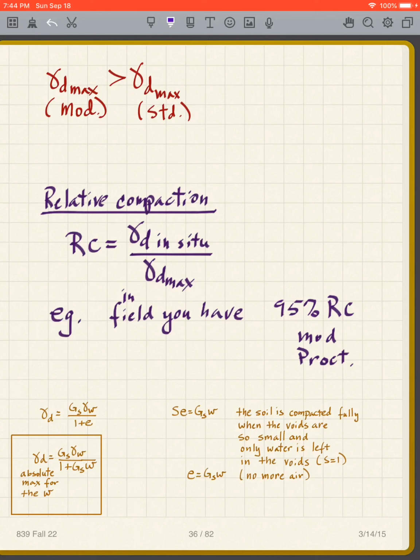Now, there's one other gamma D max, and I'll call it the gamma D absolute max for the water content. Now, what does that mean?